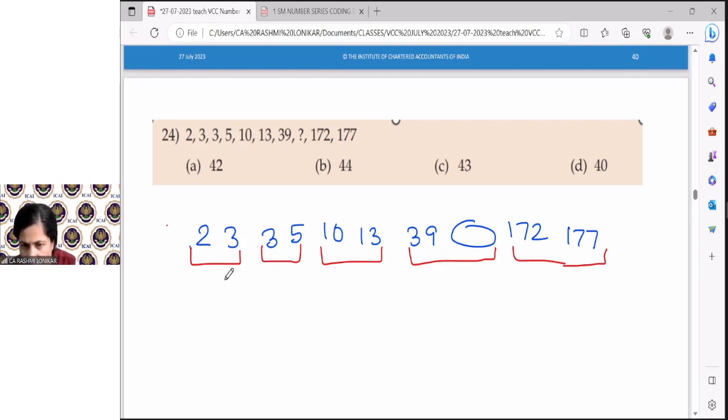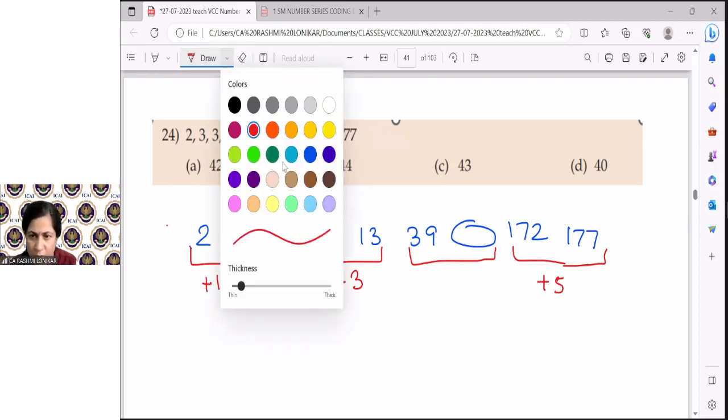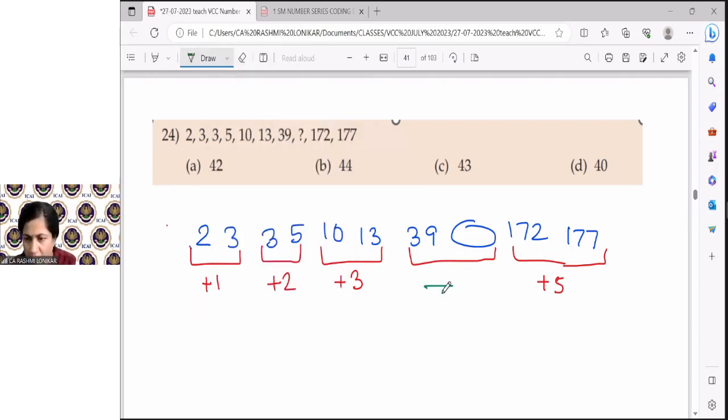Okay, so what is the difference? 2, 3 plus 1, 3, 5 plus 2, 10, 13 plus 3, and I don't know this, and 172, 177 plus 5. So what should the difference be over here? It should be plus 4. 1, 2, 3, 4. 39 plus 4, 43. 39 plus 4, 43. So C will be the correct answer.